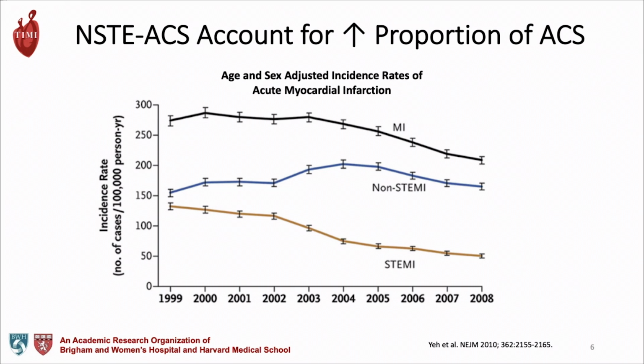However, if you break that down by STEMI versus NSTEMI, the incidence of ST segment elevation myocardial infarction steadily declined, whereas the incidence of NSTEMI actually remained relatively constant. There was actually a brief uptick over this 10-year period. And so what we've seen over time is that the proportion of acute coronary syndromes accounted for by NSTEMI has increased, and the proportion accounted for by STEMI has decreased.